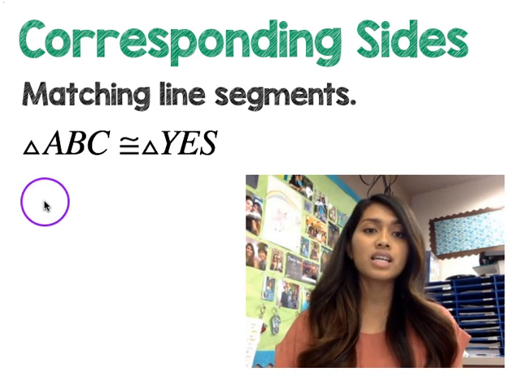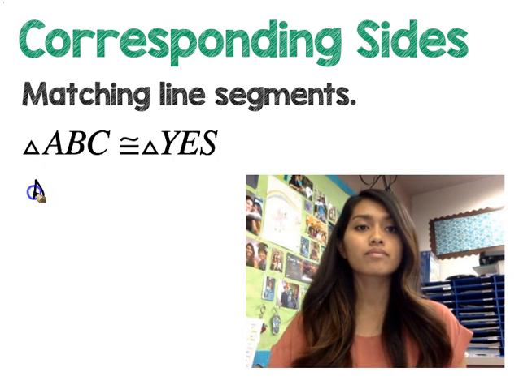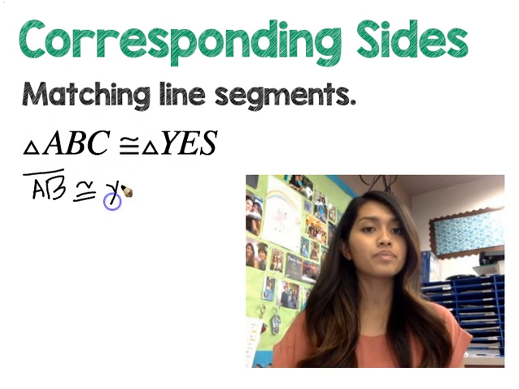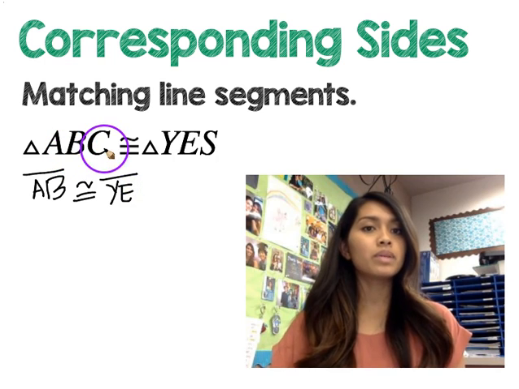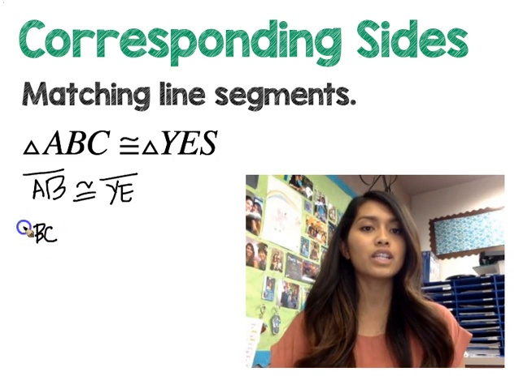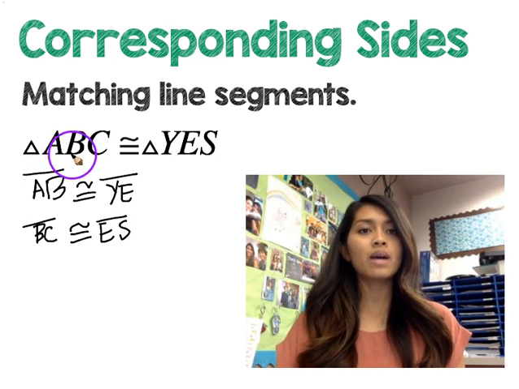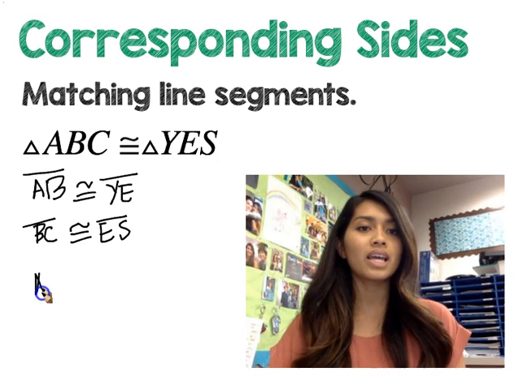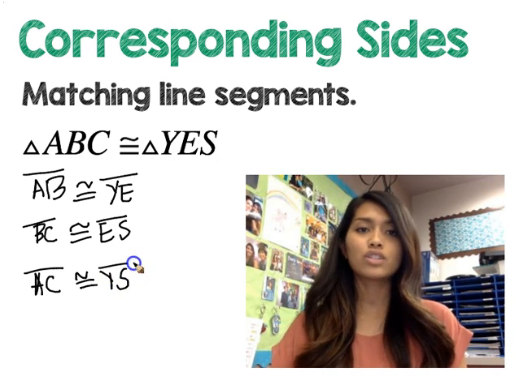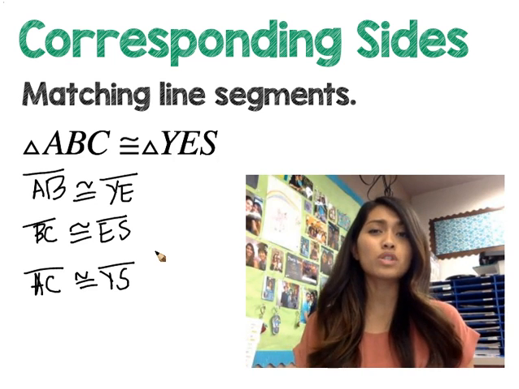So here I can say something along the lines of, let's see, segment AB is congruent to segment, well, AB would be YE. Segment BC is congruent to segment ES. And last but not least, I would have to do first and last. So I'm going to say segment AC is congruent to segment YS. Sorry for my very sloppy handwriting, but you get the idea. They are matching. Okay, so that's what corresponding sides are.